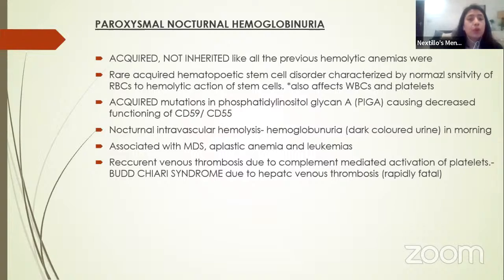Again, I'm repeating, an acquired mutation in phosphatidylinositol glycan A, which is a portion of the RBC membrane. So there are mutations in this particular element in the RBC membrane, and because of this, this particular protein in the RBC membrane becomes excessively sensitive to destruction.